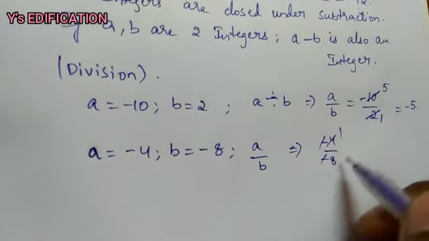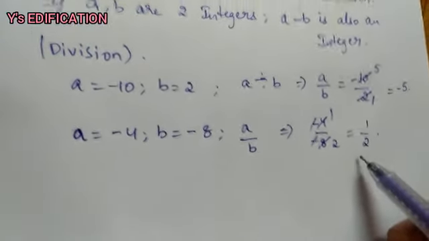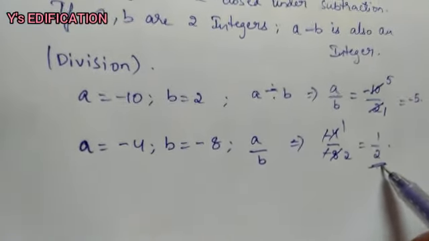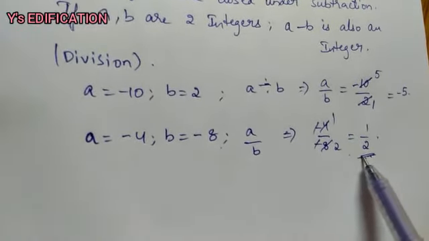Minus minus are going to cancel. 4 ones, 4 twos. The remainder is, the answer is 1 by 2. Is 1 by 2 an integer? No, this is a rational number. So when we divide two integers, the answer is a rational number.